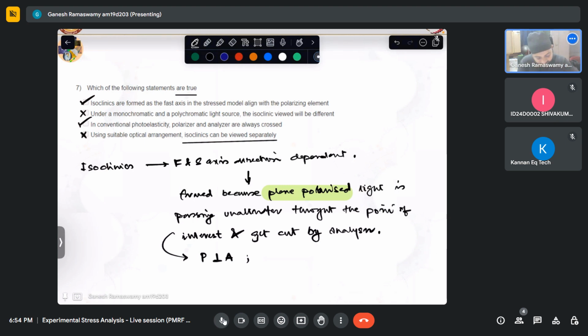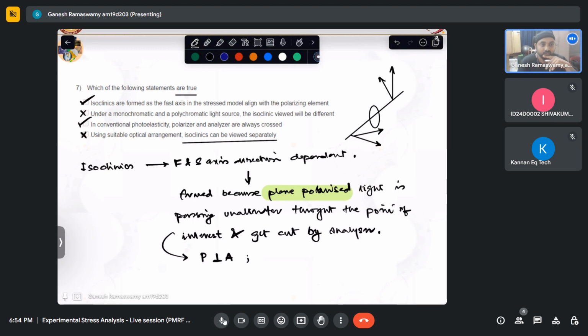And also there is no optical arrangement which can give you all the isoclinics at once. How do we see isoclinics for different degrees? For example, if this is the plane polariscope and this is the model, when I keep it like this, I'll be able to see 0-degree isoclinics. When I move it in a crossed manner, then I'll be seeing 30-degree isoclinics and so on as we move it in steps. So there is no arrangement that can give me all the isoclinics at once.